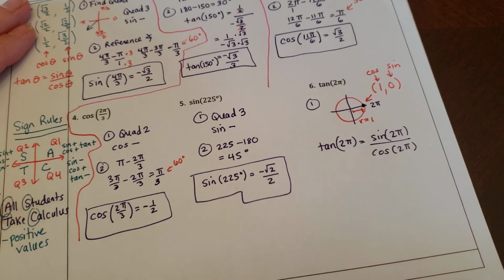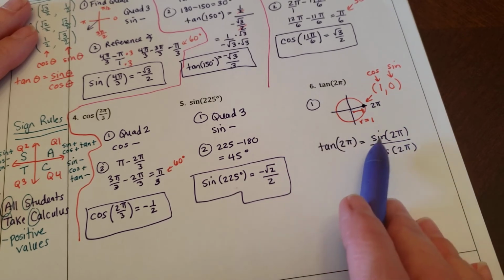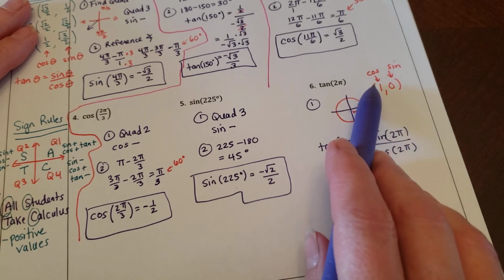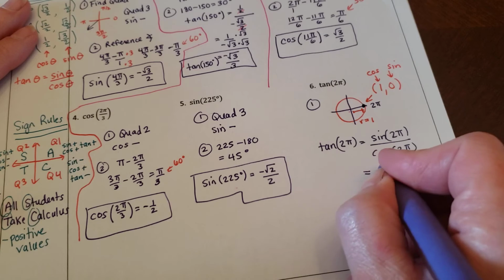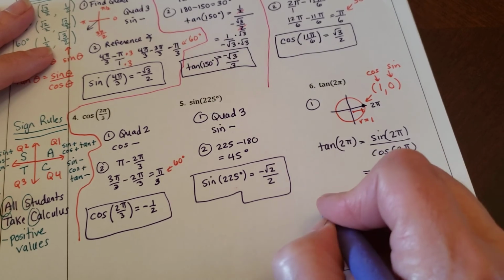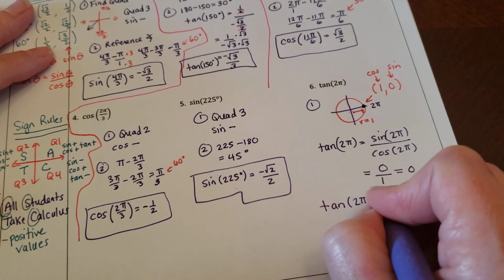But again, we are not on a quadrant. We're on one of the axes. So sine of 2 pi is 0, and then cosine of 2 pi is 1. So we're basically looking at 0 over 1, and 0 over 1 is just 0. So tangent of 2 pi is 0.